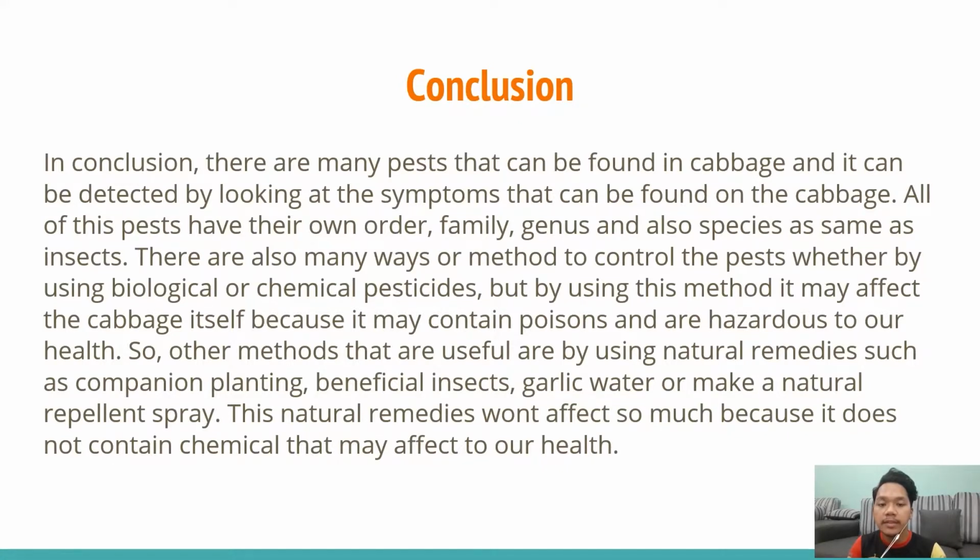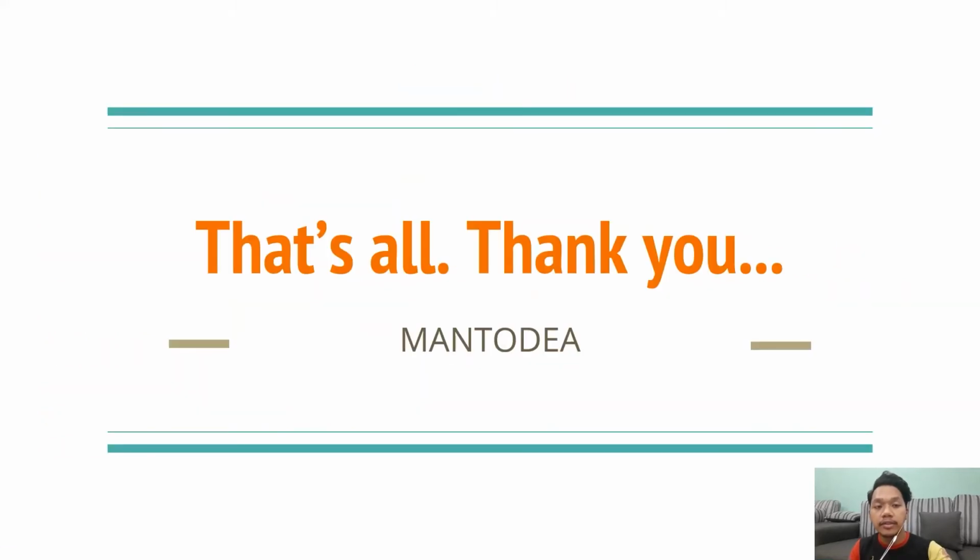But by using this method, it may affect the cabbage itself, because it may contain poisons and hazardous to our health. So other methods that are beneficial or useful that can be used is natural remedies such as companion planting, beneficial insect, garlic water, or make a natural repellent spray. These natural remedies won't affect so much because it does not contain any chemical that may affect to our health.